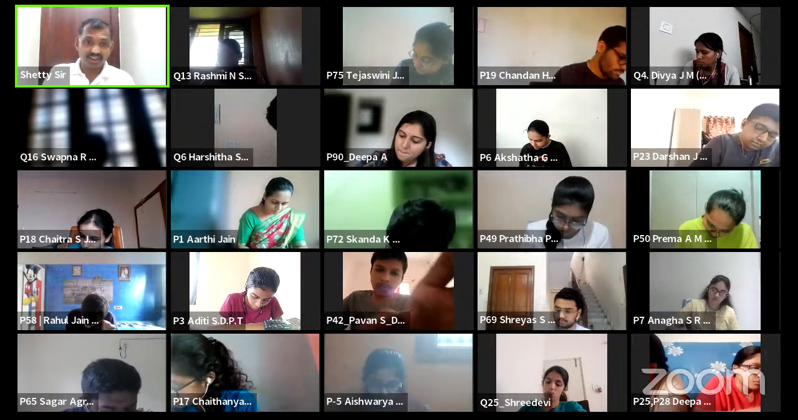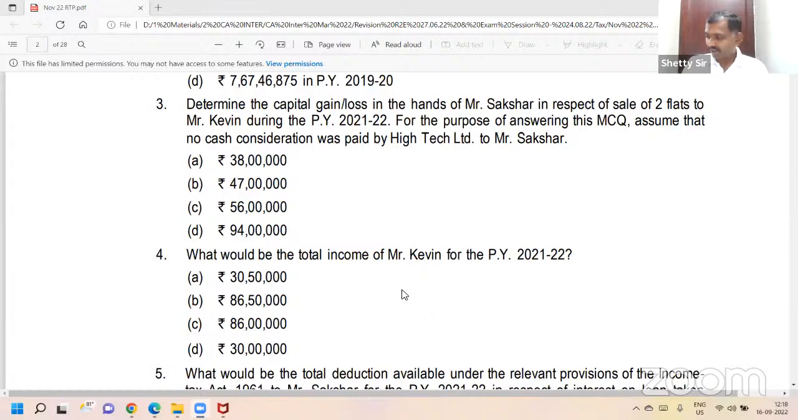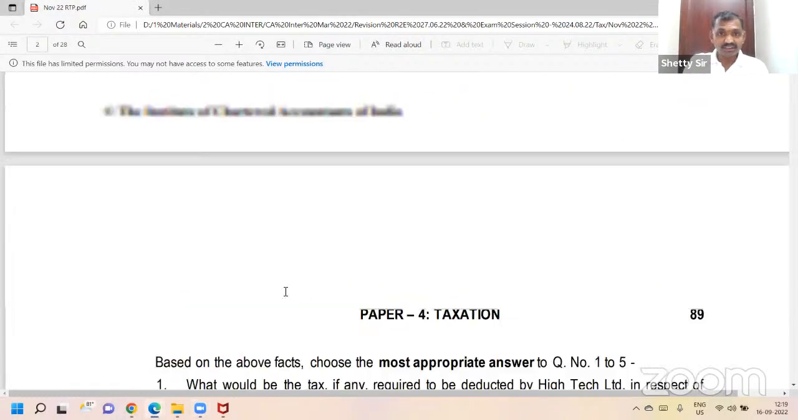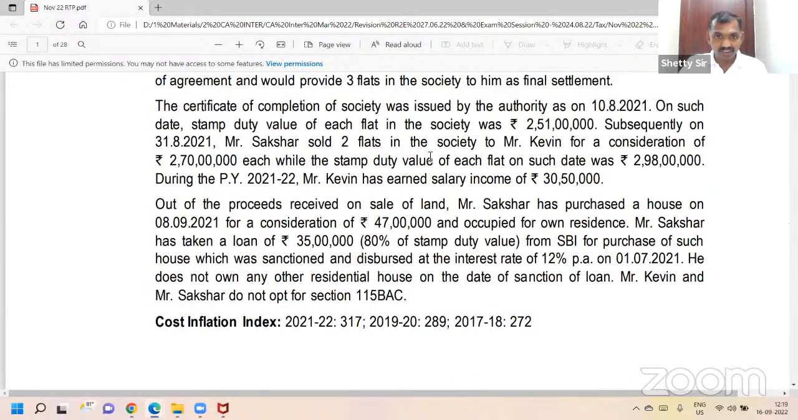Look at this. This is again very, very dangerous. 56 lakh is the capital gain, am I right? Yes, sir. 56 plus, look at it. What you generally would have done is 30,50,000. But again, what did they say? He earned salary. It is salary, not complete income.